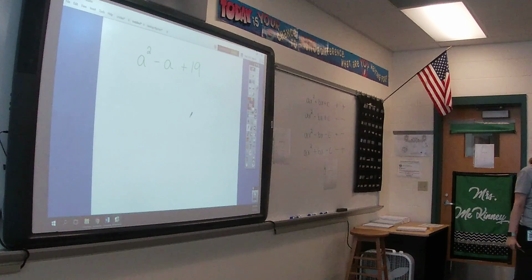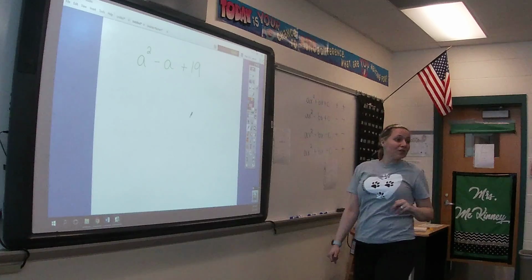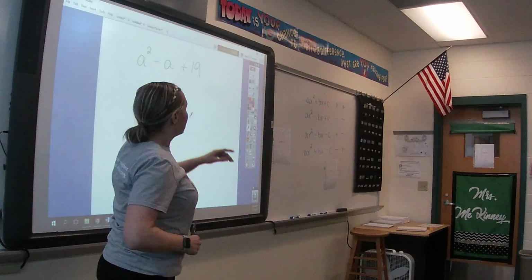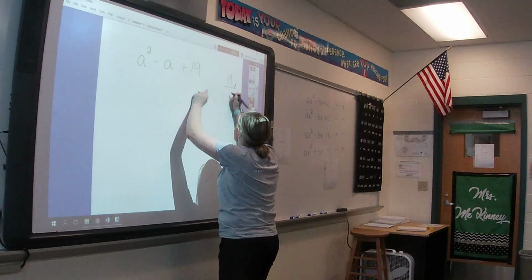Okay, so then we count the number of terms. How many terms is this? 3. So we're going to decide if we can factor this as a trinomial. Okay, so A times C, 1 times 19 is 19.